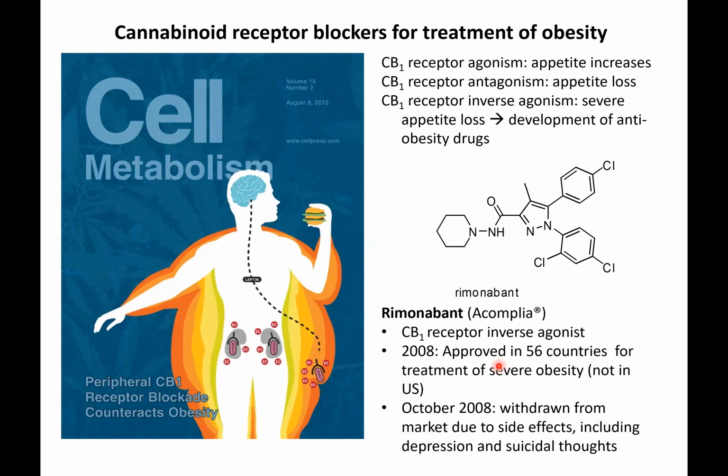But then a couple of months later, in October 2008, it was withdrawn from the market due to side effects, including depression and suicidal thoughts. So that was not such good news. But nevertheless, you can see that you can use the cannabinoid platform to develop very valuable drugs.